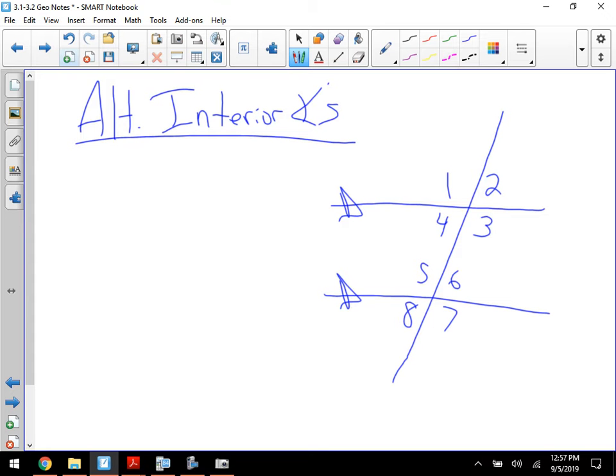They switch, right? Alternate, when you alternate, you switch. Interior. What's another word for interior? Well, that's the opposite. In. Inside the lines, opposite sides. 4 and 6. 3 and 5. They are on opposite sides of the transversal between the lines.